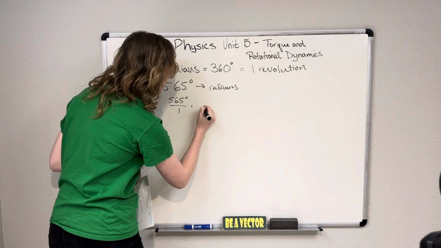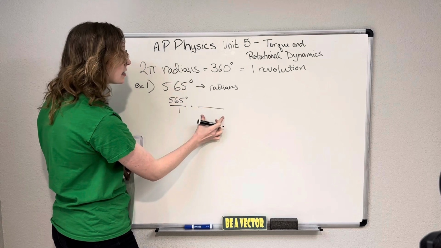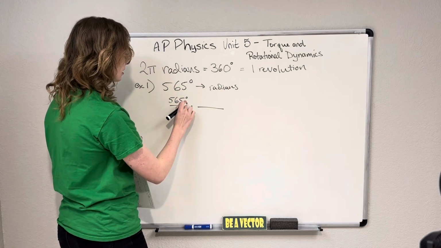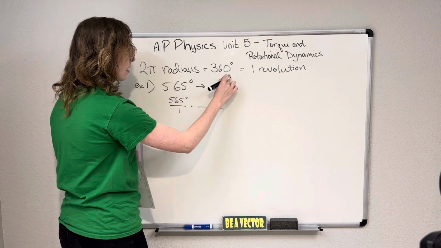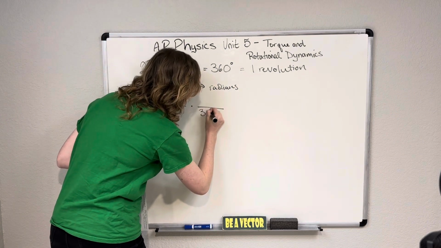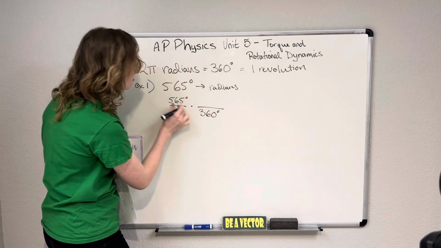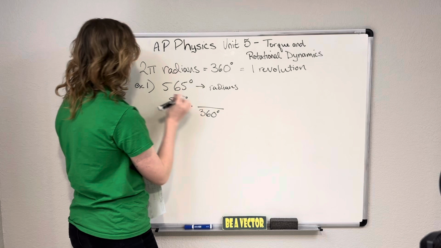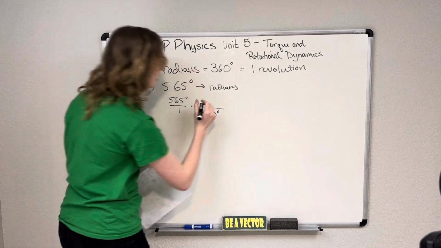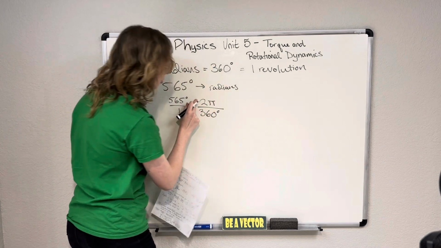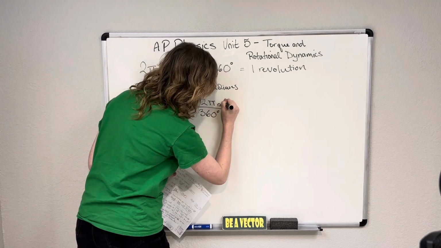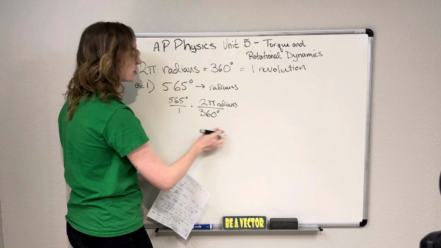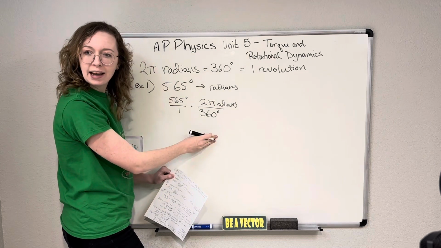I need to convert that to radians. So I'm going to multiply it by something. I need to have degrees in the denominator so that my degrees cancel out. I know that I have 360 of those in a circle, putting that on the bottom so that my degrees cancel out. And I'm trying to convert to radians, so I need radians up top. I know there are 2 pi radians in a circle. 2 pi radians is equal to 360 degrees.